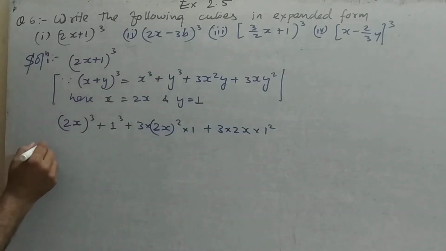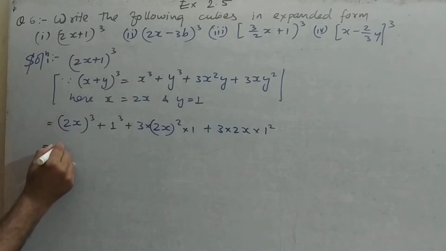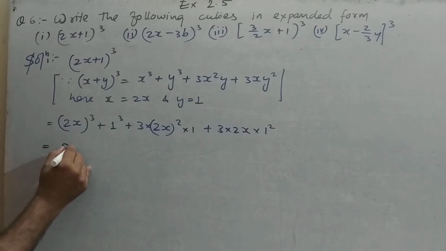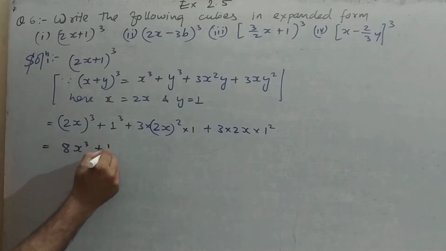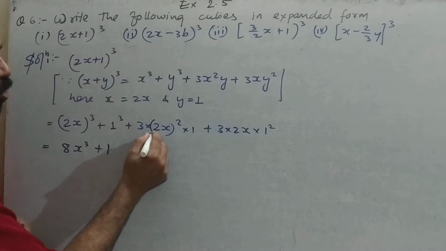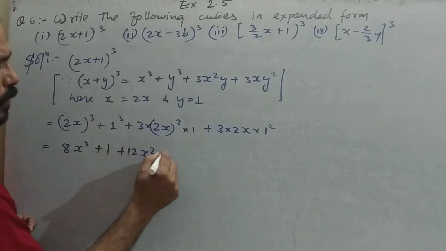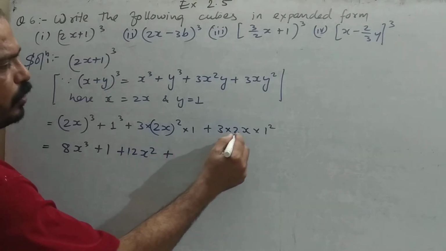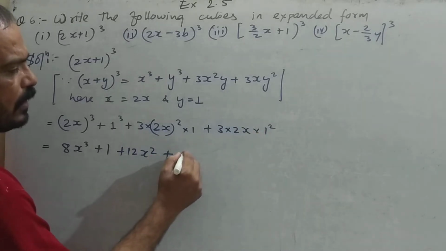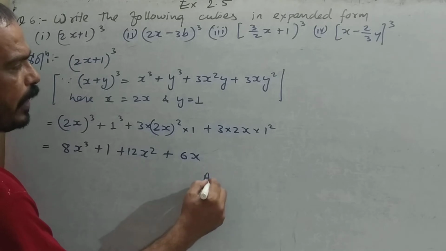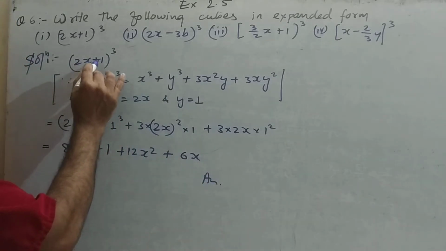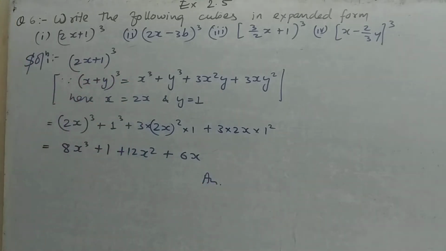So what is the cube of 2? 2 cube is 8, so 8x cube, plus 1 cube is 1. 2 square is 4, 4 times 3 is 12, 12 times 1 is 12, so 12x square, plus 3 times 2 is 6, 6 times 1 is 6, so 6x. This is the expanded form of (2x + 1) whole cube.